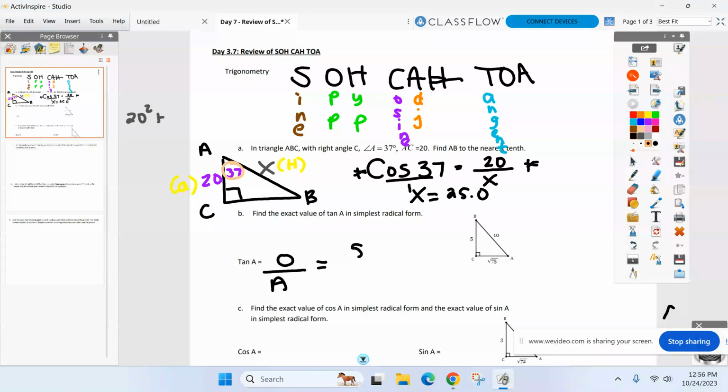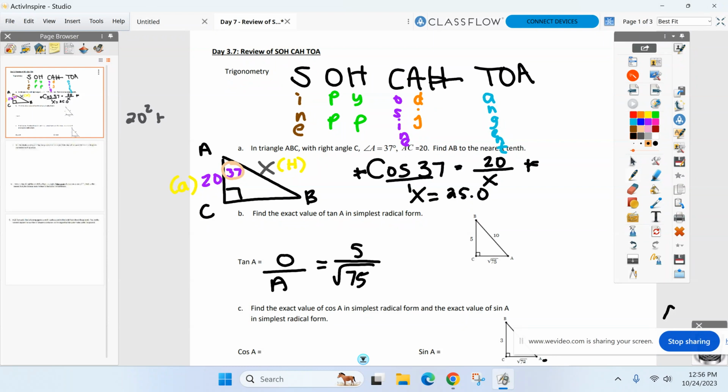5 over, now be careful, what's adjacent to angle A? Square root of 75, right? But now take a look. It says simplest radical form. I'm not allowed to leave a radical in the denominator. And plus, 75 can be broken down. But you know what? I'm not interested in that. The calculator will do it for you.